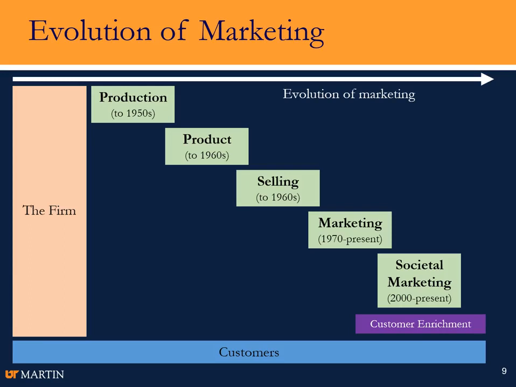Though all of these orientations exist today, this graphic indicates which was predominant as the orientation in the marketplace at a given time. We can see that throughout the evolution of marketing, we've been moving away from the inward focus on the business itself and toward a focus on customers and customer enrichment.